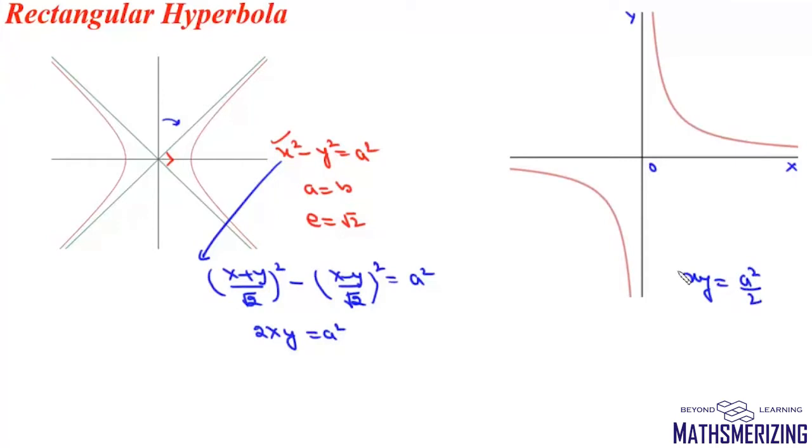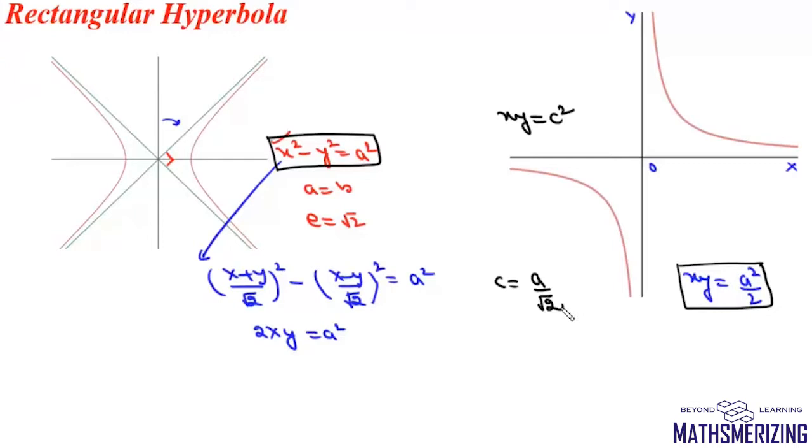So equation of hyperbola in the new coordinate system will be xy equals a square upon 2. So the equation which was previously x square minus y square equals a square is now xy equals a square by 2. But generally for this rectangular hyperbola form, we do not write it as a square by 2. We write this equation as xy equals c square. Now we'll compare this xy equals c square with this form. Then clearly we can write c is a by root 2.